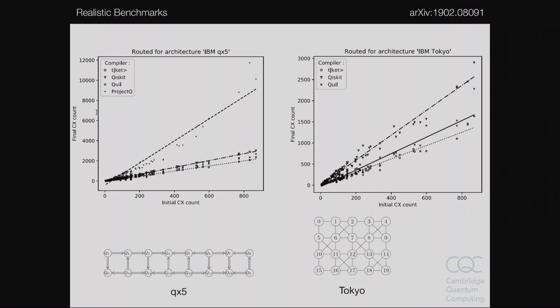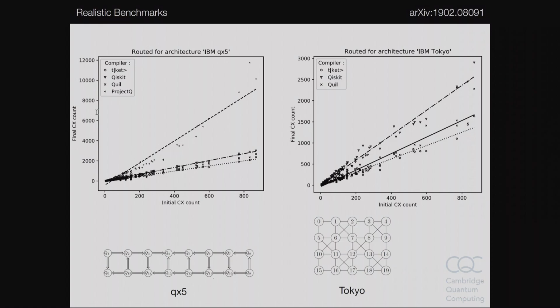We find that Qiskit, Quill, and us seem to have a linear overhead, while in fact Project Q's results might be doing something a bit different. And actually, on the right, we can see there are no Project Q results because they weren't able to actually compute the circuits for this slightly more complicated architecture. But in general, comparing across all these systems, the ticket's coming in just at the bottom, so same scaling, but our constant's a little bit better, which is good for us.